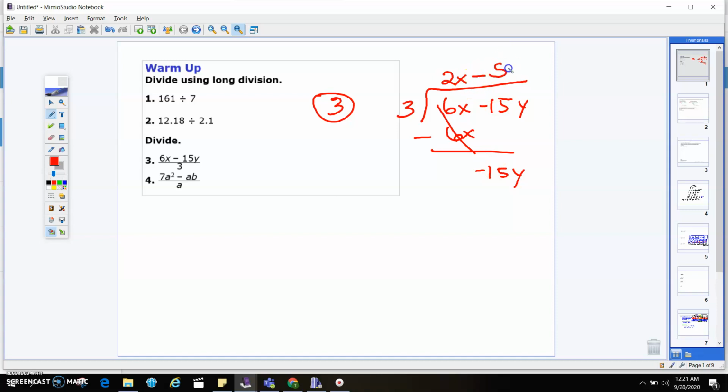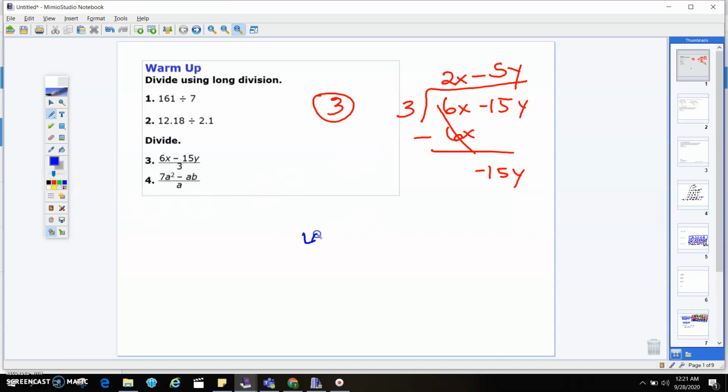Well, negative 5y times. So notice how I can take what's up here in the top, multiply it by this thing on the outside, and that gives me what's on the inside. 2x times 3 gives me this. Negative 5y times 3 gives me negative 15y, etc.